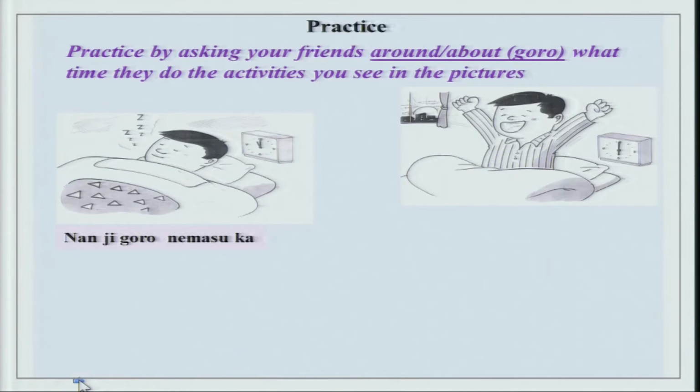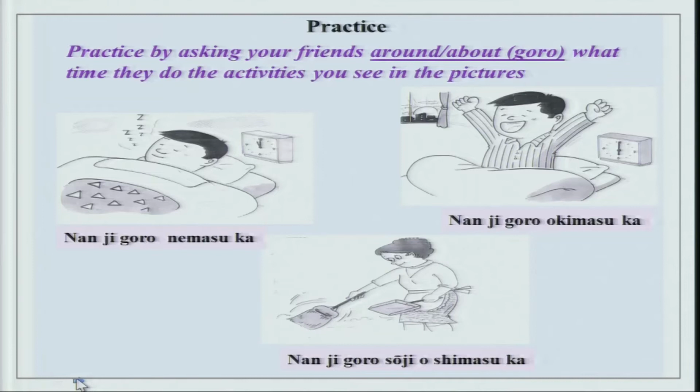Now, we have another picture over here of someone getting up. Nanji goro okimasu ka? What time do you get up? Approximately what time do you get up? Someone cleaning, and nanji goro soji o shimasu ka? So, what time do you clean? This is how you can use goro instead of ni for approximate time.